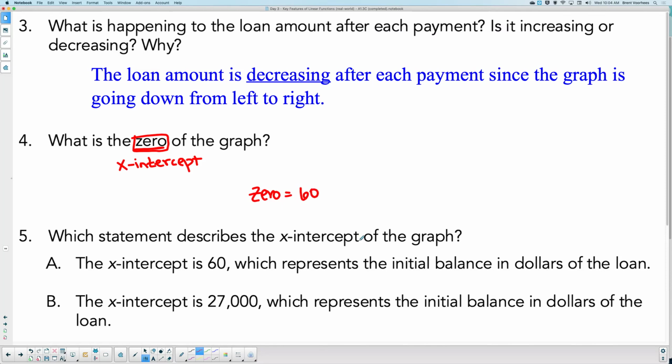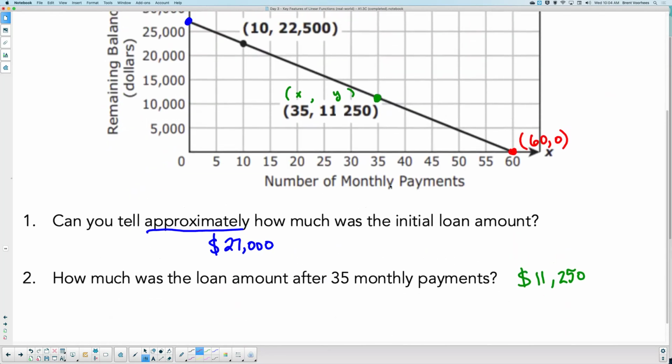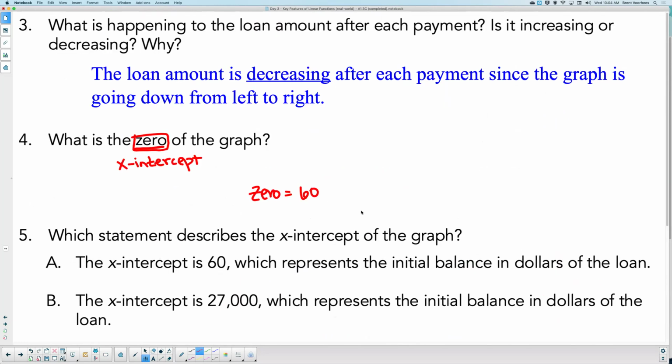And in this case, 60, what's the unit? If you looked on there, is it days, hours, months? It's months. 60 months. That means it takes 60 months to pay off the loan. Now, if it said x-intercept, we would have written it differently. We would have said 60 comma 0. That's how you would have written it if it said x-intercept. But because it says 0, you write it like this. That's our answer right there.